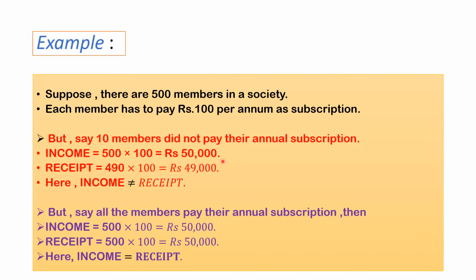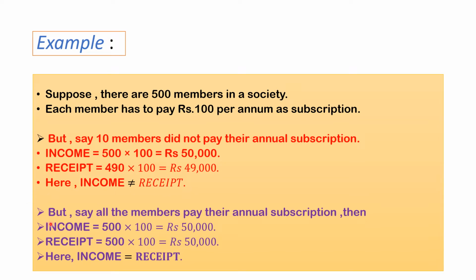It is not material whether they have paid it or they have not paid it. My income is the income which is there for me. As far as the receipt is concerned, here I will take the net cash, as I told you in the previous slide. How much cash have I received? I have received 100 rupees per member for 490 members because 10 members did not pay. So my receipt comes out to be 49,000 rupees. In this case, income is not equal to receipt.